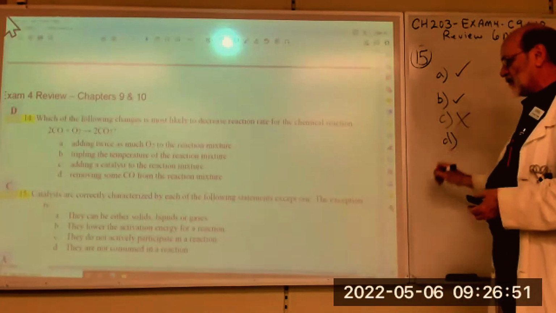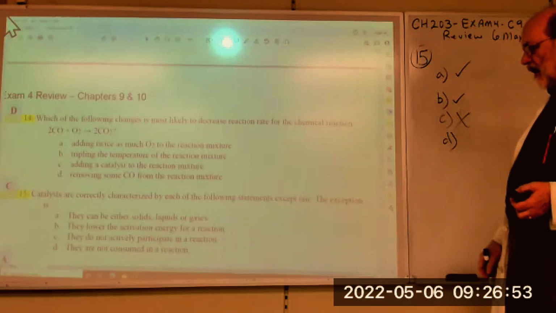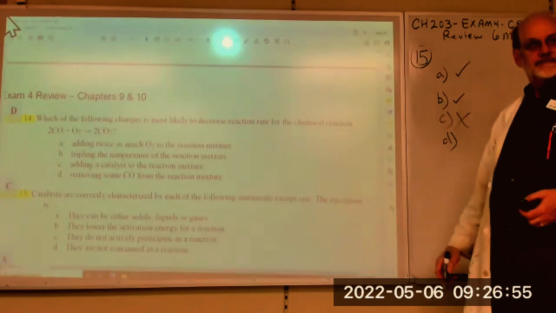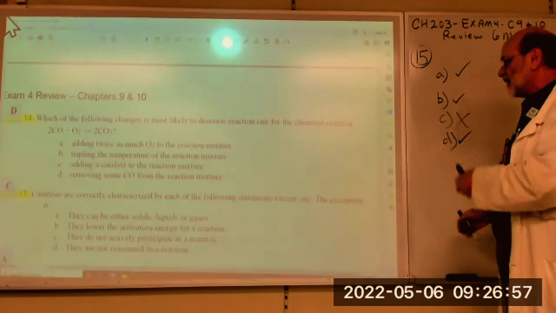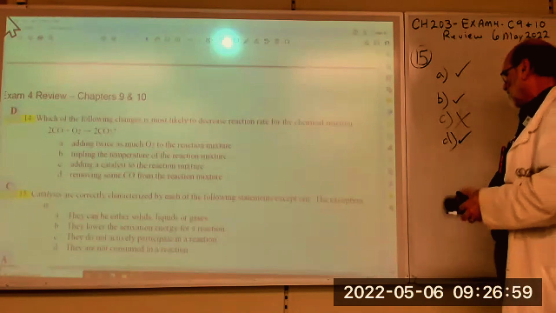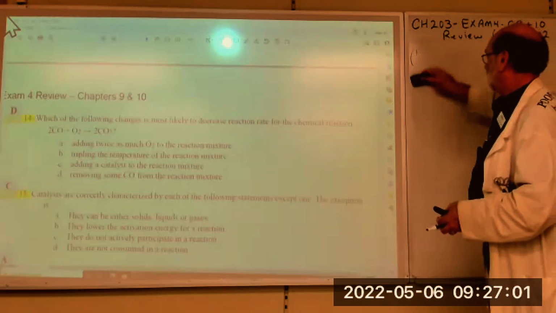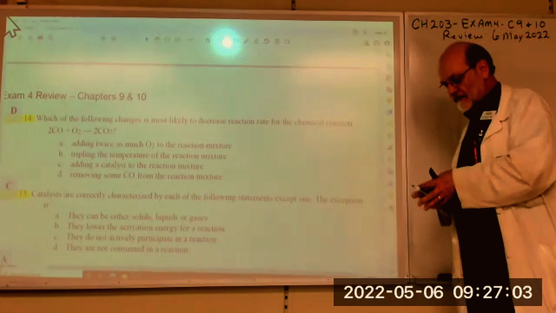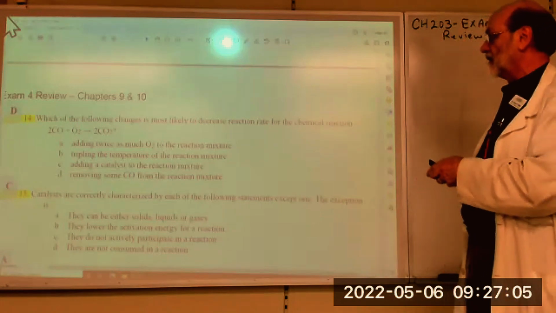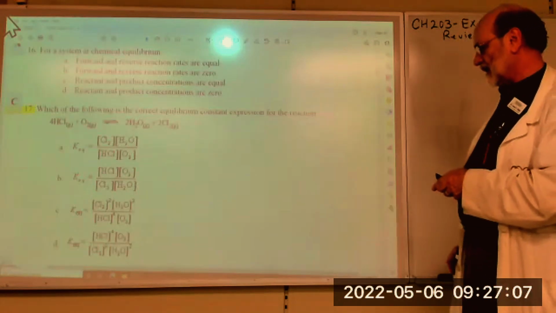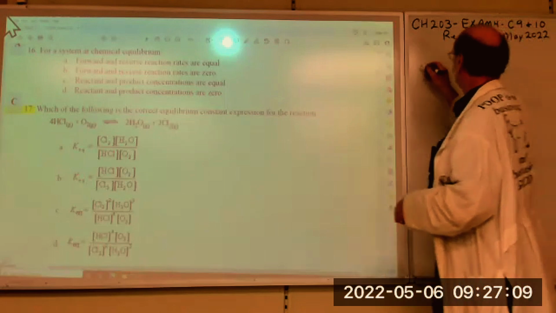So we actually found our answer. D should be true also. They're not consumed in a reaction. That's true. So C is the answer to 15. They are definitely involved in the reaction. 17, that looks like we got all of them there.